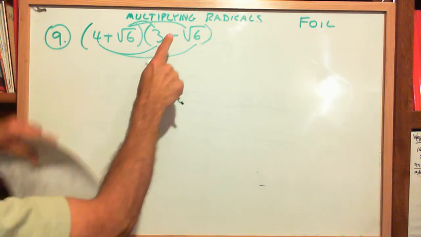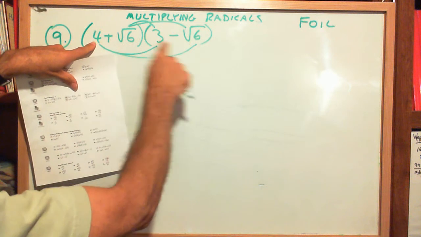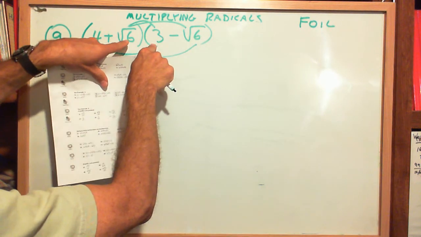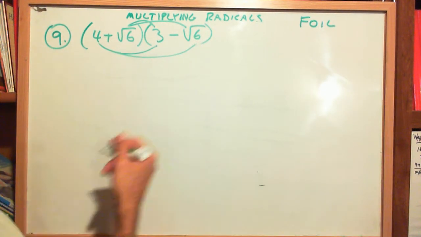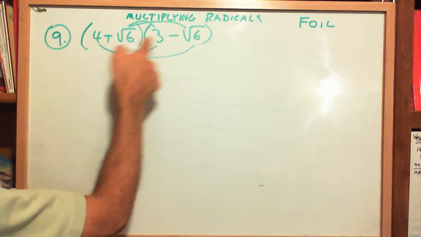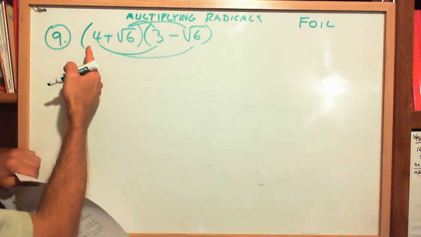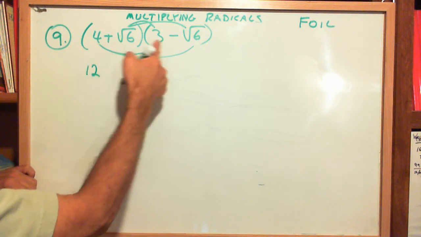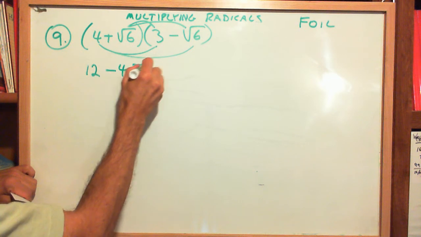That's all FOIL is. First, this and this. Outside, this and this. Inside, this and this. Last, this and this. That's FOIL. So I don't even think FOIL, really. I just think of this times this times this, and then I go this times this times this. Distributive property twice. That's all I think of. 4 times 3 is 12. Okay? 4 times negative square root of 6 is negative 4 times the square root of 6.